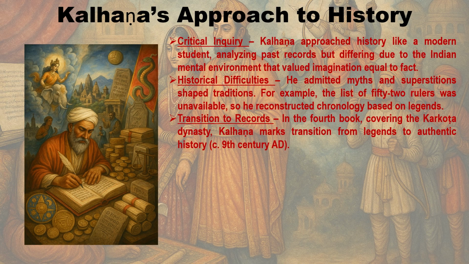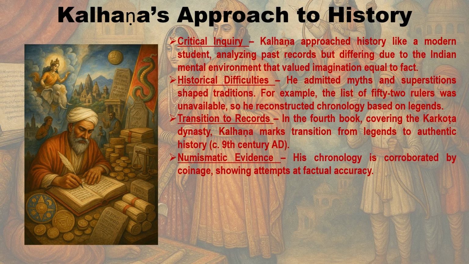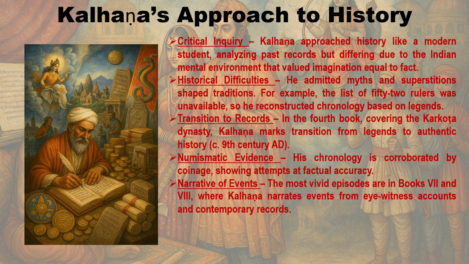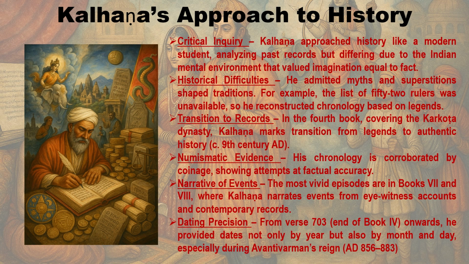In the fourth book, covering the Karkota dynasty, Kalhana marks the transition from legends to authentic history. His chronology is corroborated by the coinage, showing attempts at factual accuracy. The most vivid episodes are in Books 7 and 8, where Kalhana narrates events from eyewitness accounts and contemporary records. From verse 703 onwards, he provided dates not only by year but also by month and day, especially during Anantivarman's reign.